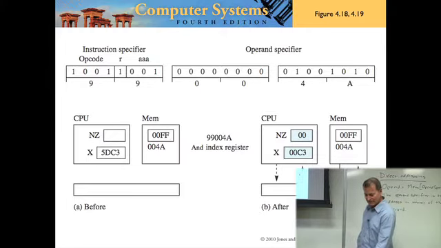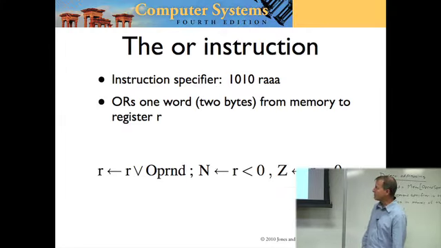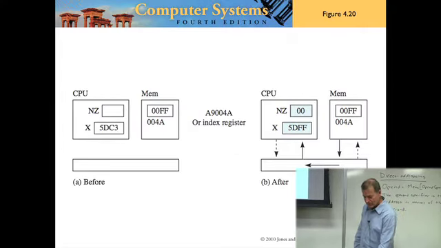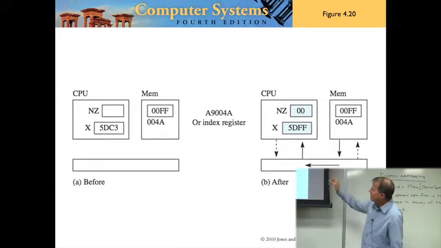Are we good? Here's the OR instruction. The instruction specifier is 1010, again RAAA. And what does it do? R gets R or the operand. Oh, I don't have the decoded description here, but we see how to do it, right?